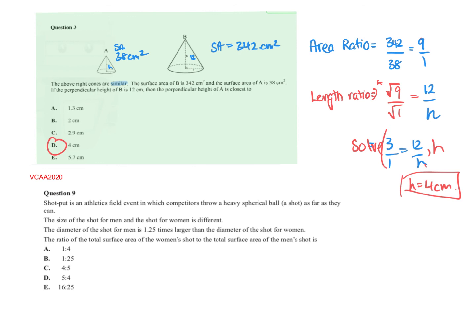I'm not going to do this question 9. I'll do it with you after, because if it's last year's question 9, it's going to be very hard. Well, not hard, but you need to practice this before.